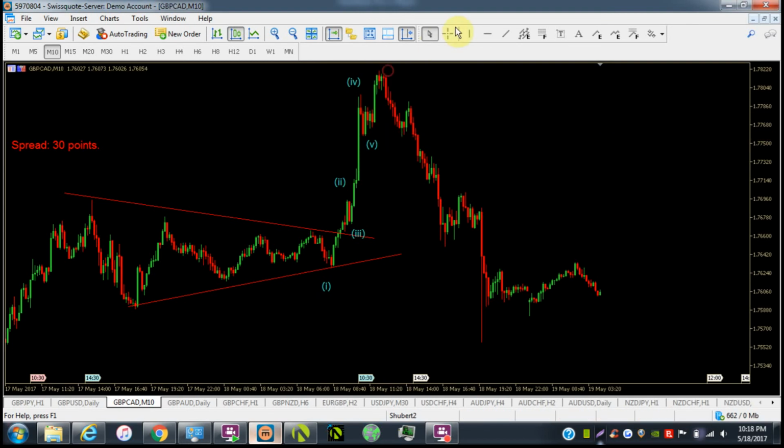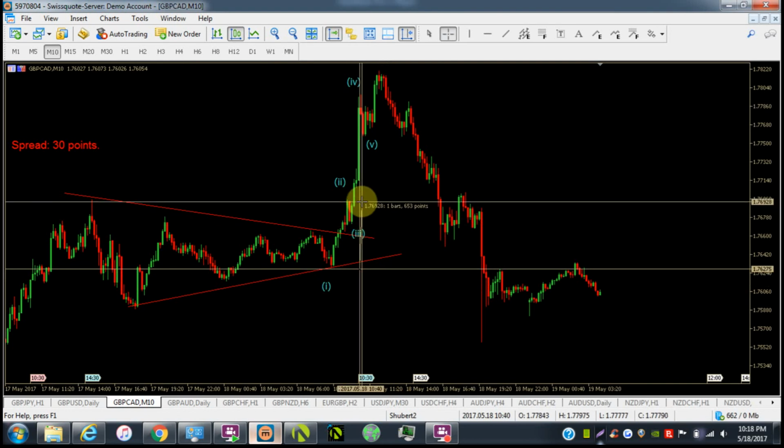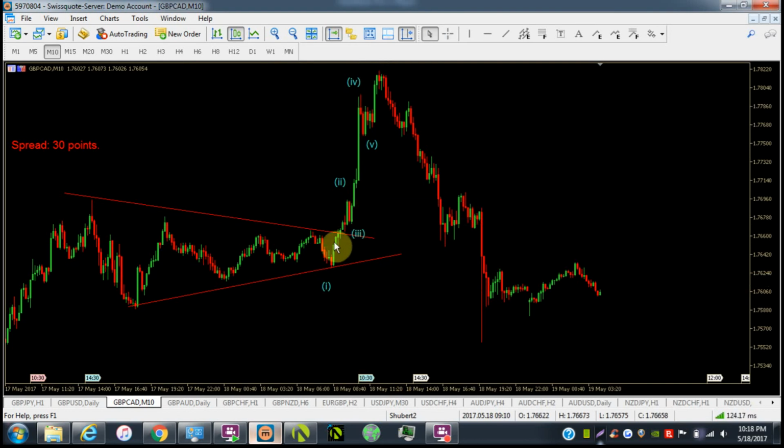So this is about 64 pips, and let me measure from here to here. I didn't do this before. Now, beautiful. One thing also to note, and this is not a hard and fast rule, but it's a guide, is that wave 1 and wave 5 typically are the same length, and I just measured that. This move and this move are both 64, 65 pips.